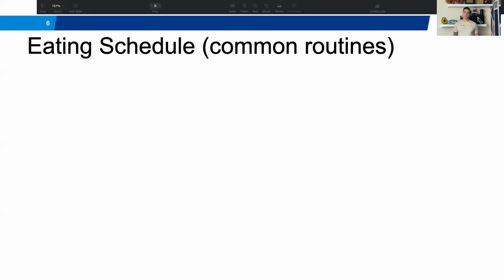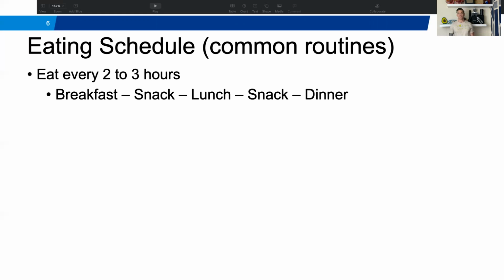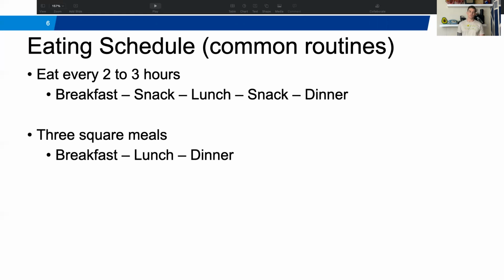Some of the common routines used in eating schedules are eating every 2 to 3 hours. A lot of people will do this where they'll have breakfast, say 8 o'clock, 10:30 they'll have a snack, lunch at 1, and so on, snack, dinner. Another is 3 square meals a day. So breakfast, lunch and dinner, no snack in between, just 3 set meals.